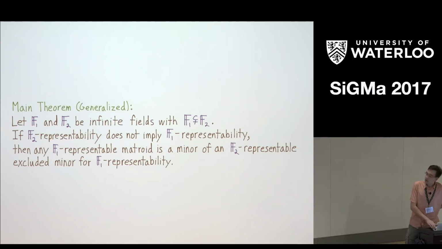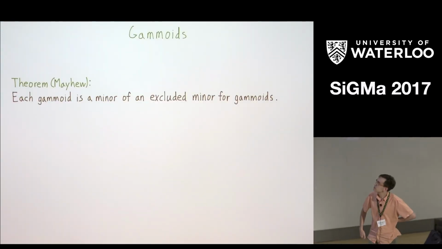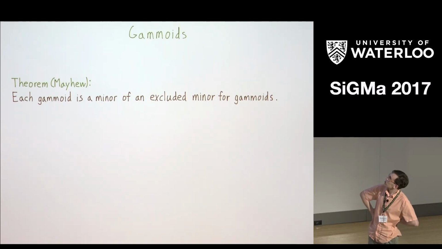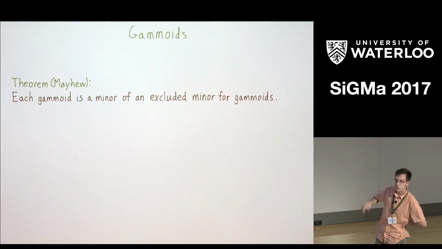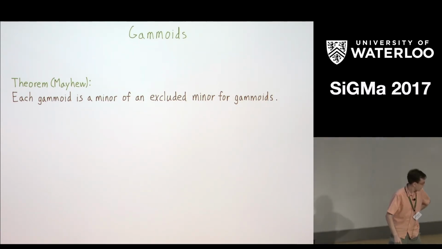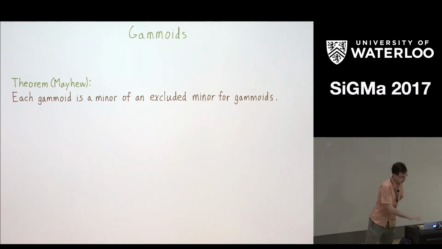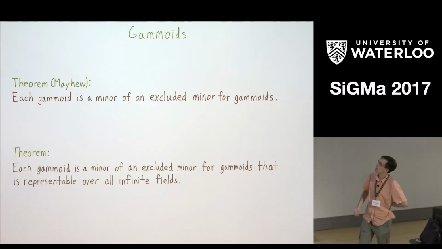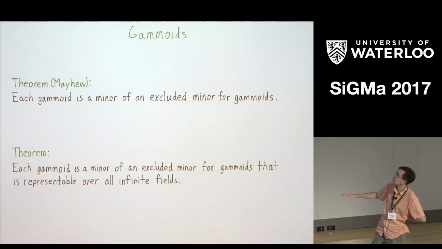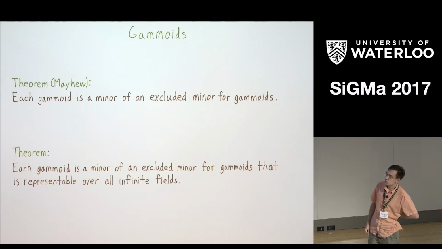You can also use this construction for other classes. For example, gammoids. Dillon Mayhew already showed that the excluded minors for gammoids are at least as wild as the class of gammoids themselves. And with this construction, you can also show that even the excluded minors that are representable over all infinite fields are still at least as wild as the class of gammoids themselves.